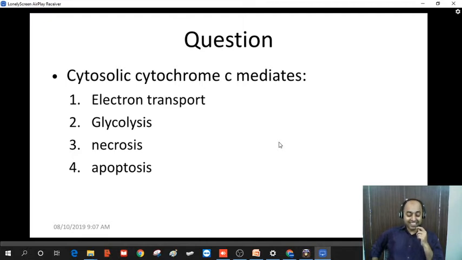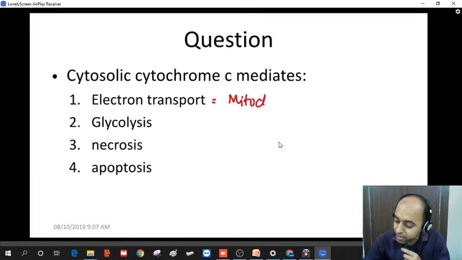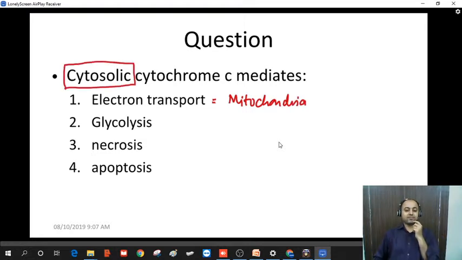Okay. So let's come back to the question. Cytochrome C mediates. Very good. All of you have given the answer as electron transport. Murtaza has given us the answer as apoptosis, and Dr. Manohar has also given us the answer as apoptosis. Please note, electron transport occurs inside the mitochondria. The question says cytosolic cytochrome C. See, this is a question having only 4 words, out of which you have ignored the first word. You have not read the first word, you have just read cytochrome C mediates.